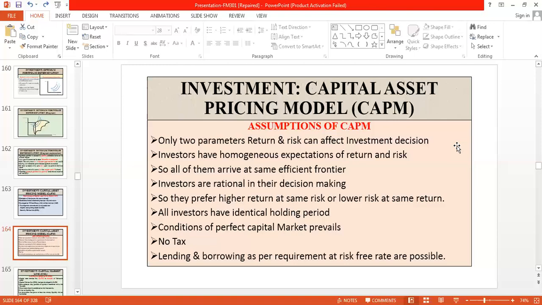Third one is all of them will arrive at the same efficient frontier. So if a particular person assumes that E is the point on the efficient frontier, other individuals will select the same point. Although while explaining the Markowitz optimum model, we have seen that the point will vary according to the risk-bearing ability of the individual, due to which their indifference curves will differ and the optimum point will also differ.